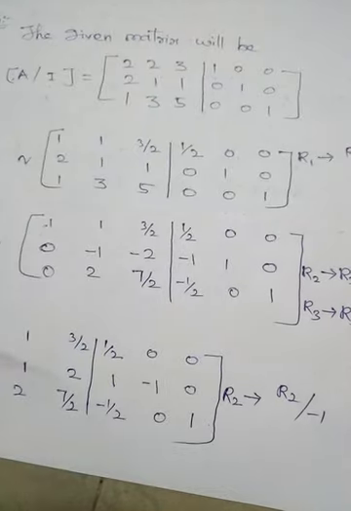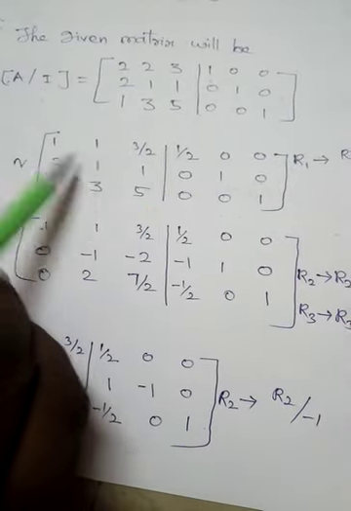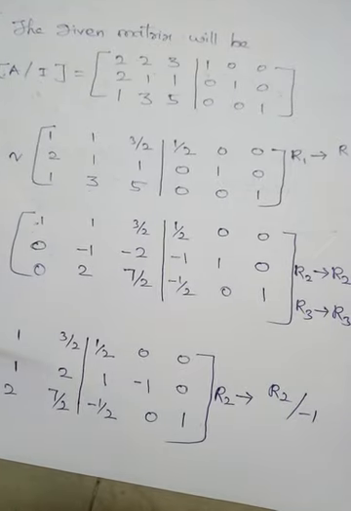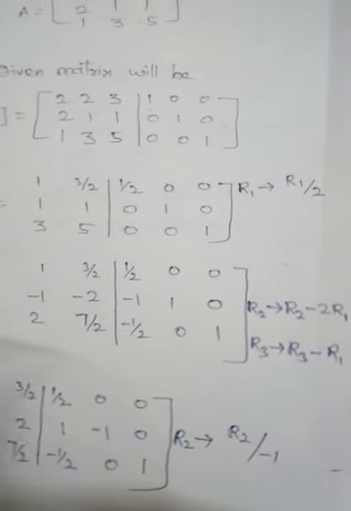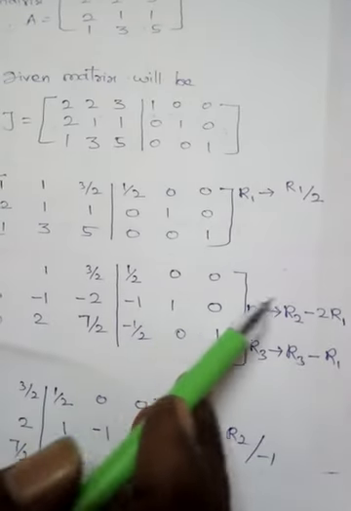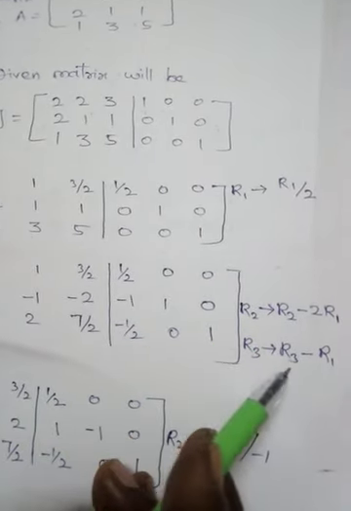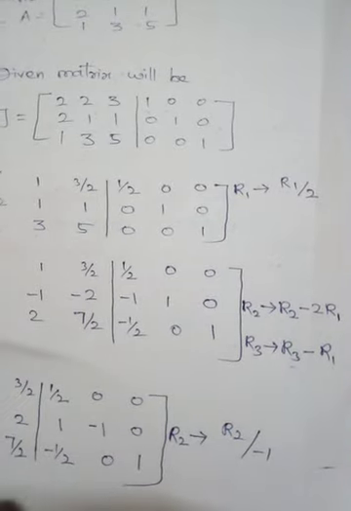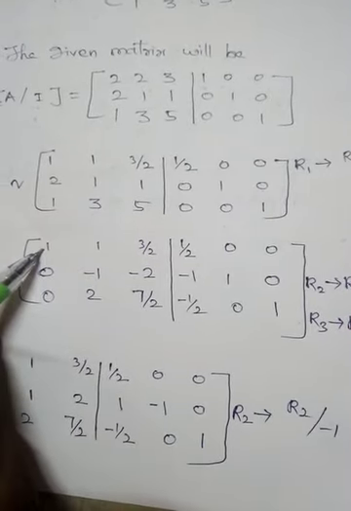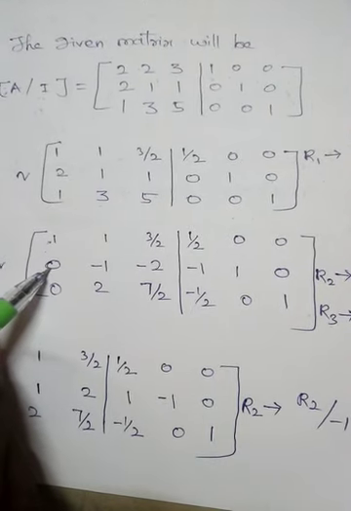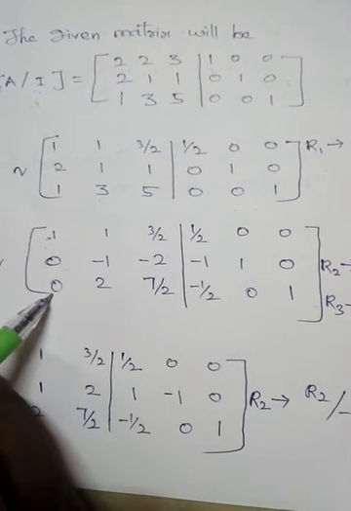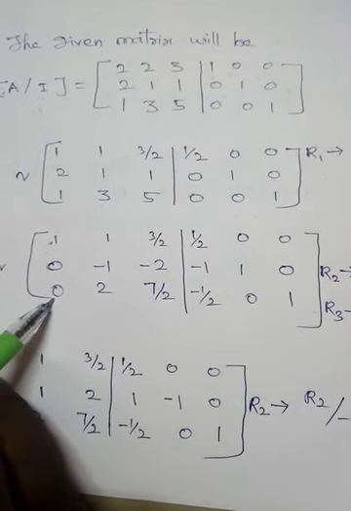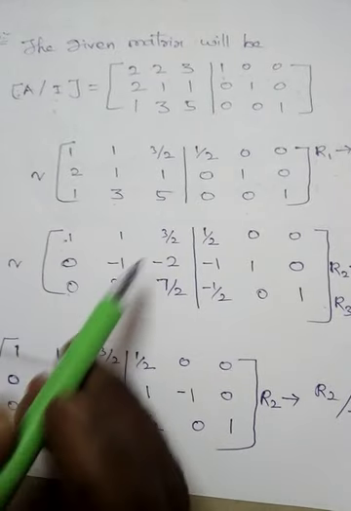Okay. Our aim is that this identity goes to this side, and this will go to this side. This is our aim. So for that we are going to apply rules like R1 will be R1 by 2, R2 will be R2 minus 2 R1, R3 will be R3 minus R1, like that. So why are we choosing this kind of technique? The first term must be 1, the first term of the second row must be 0, and the first term of the third row must also be 0. Okay, and then here 1 3 by 2 2.